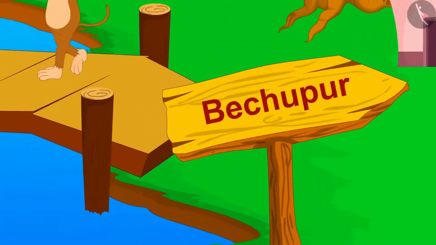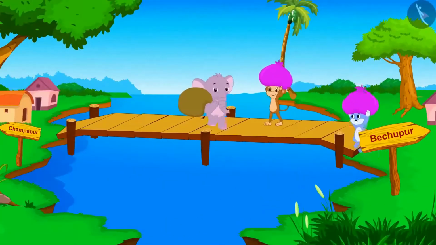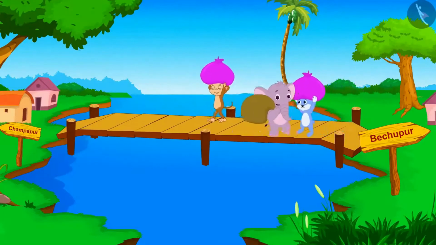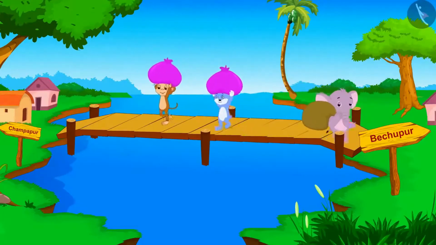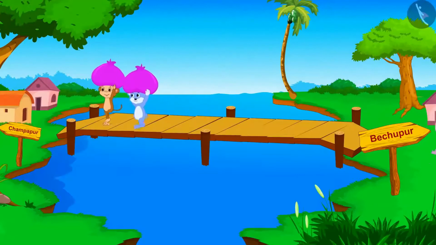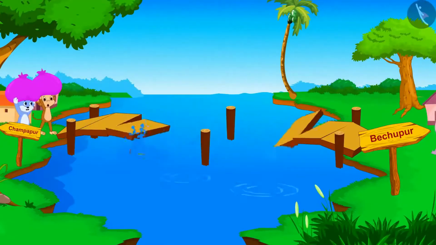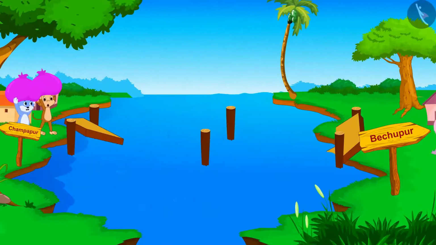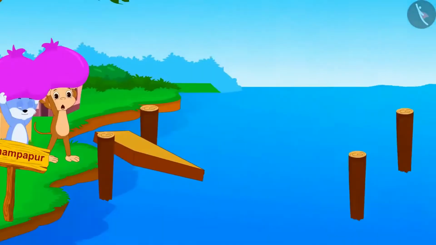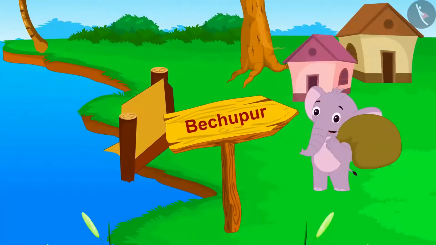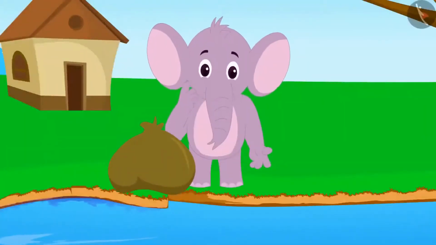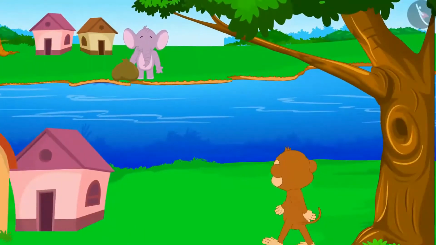There is a huge river between Champapur and Bechupur. Many villagers go to buy and sell goods from Champapur to Bechupur. Suddenly one day, the bridge between the two villages broke. All the villagers got very worried. For several days, no means were available to travel between the two villages.